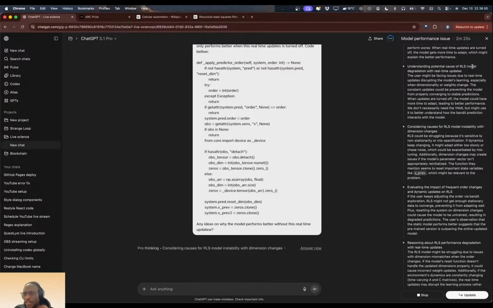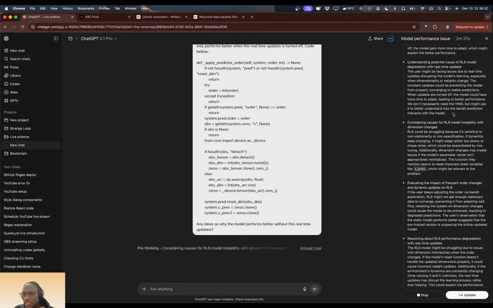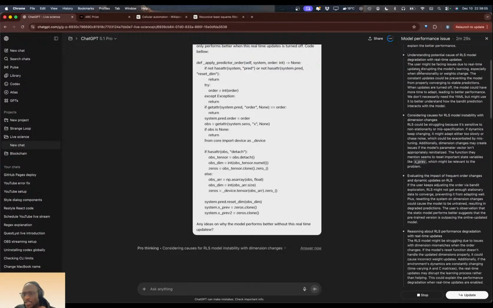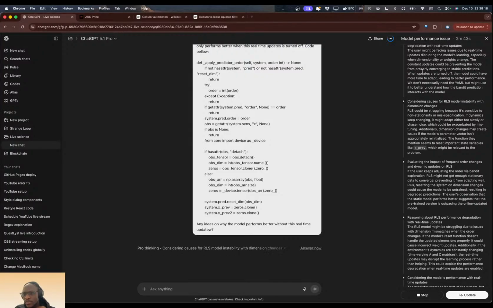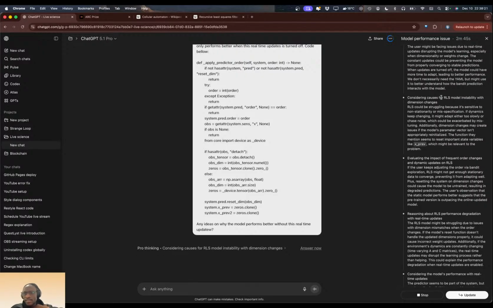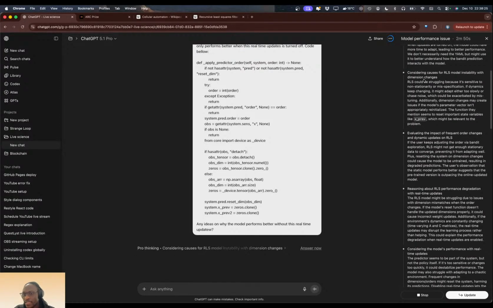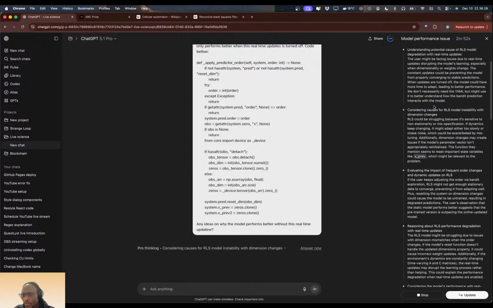Understanding potential cause for RLS model degradation with real-time updates: the user might be forcing issues, as real-time updates disrupt the model's learning, especially when the dimensionality and weights change. The constant updates could be preventing the model from properly converging to stable predictions, and it could have more time to adapt.